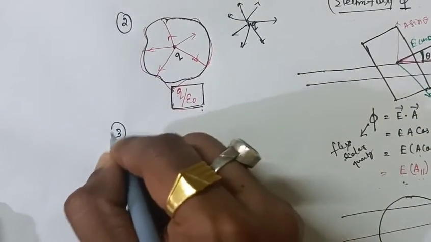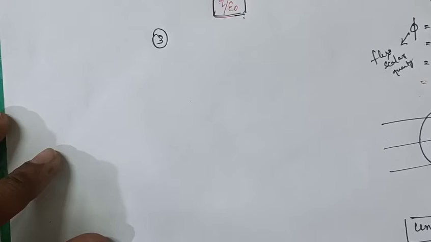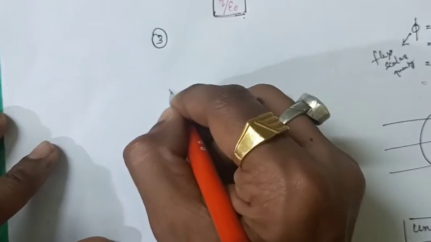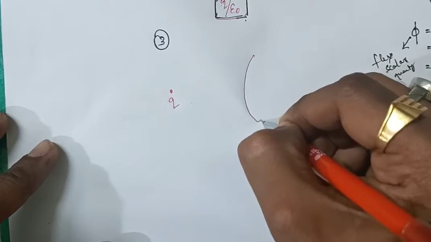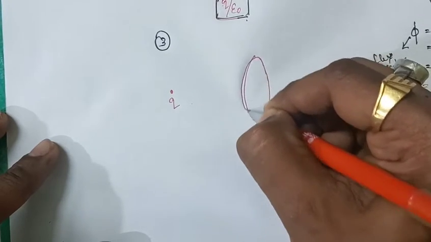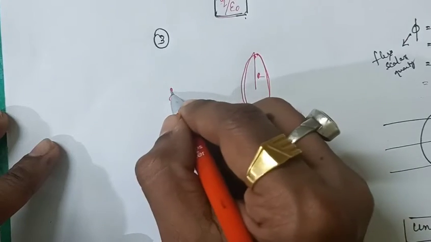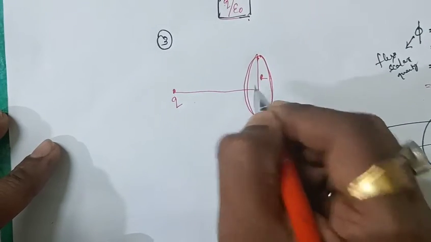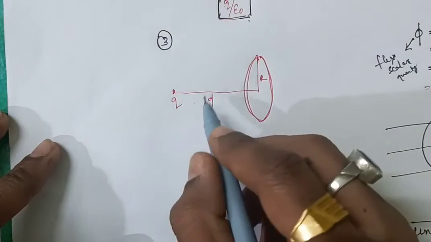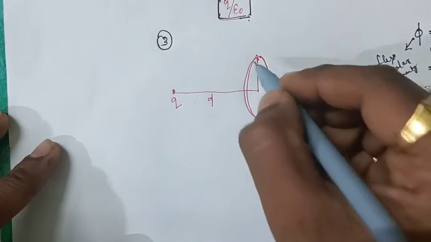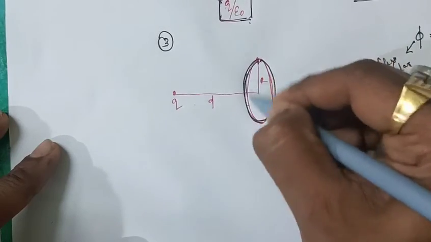The third most important thing: these kinds of questions are now very common from a competitive point of view. Suppose a charge Q is here, and this is a disk. This is my disk, whose radius is r, and it is at a distance, I'll say this distance is d. The question will ask how much flux passes through this disk.